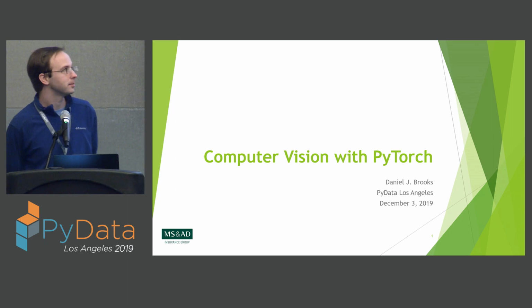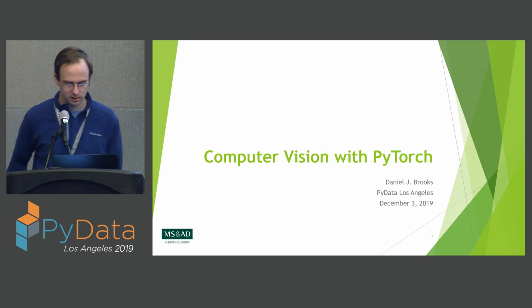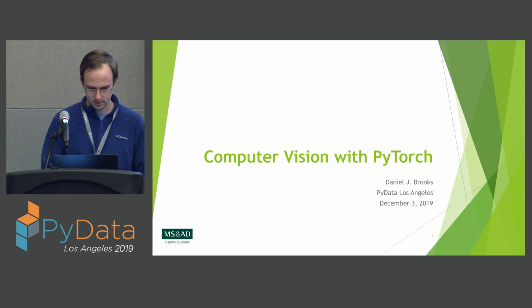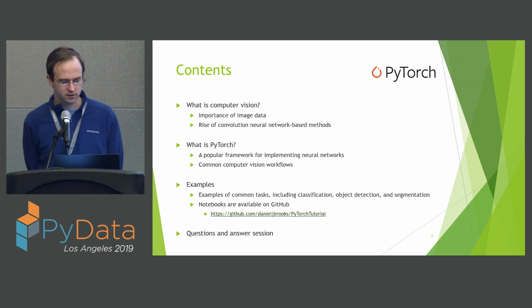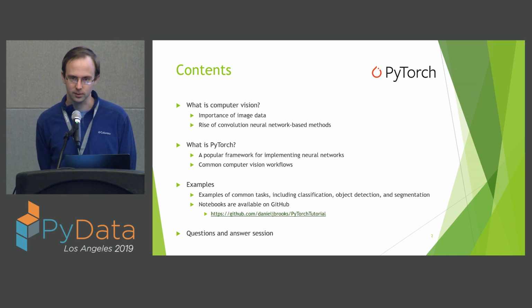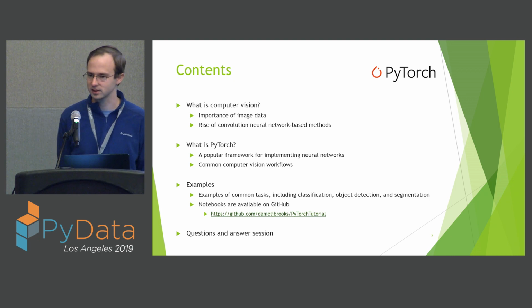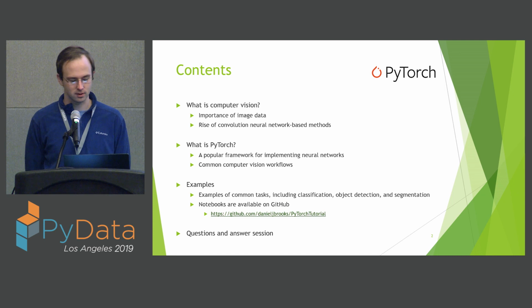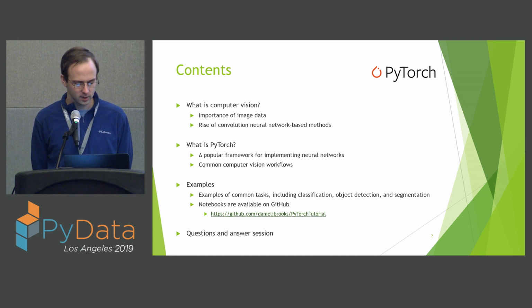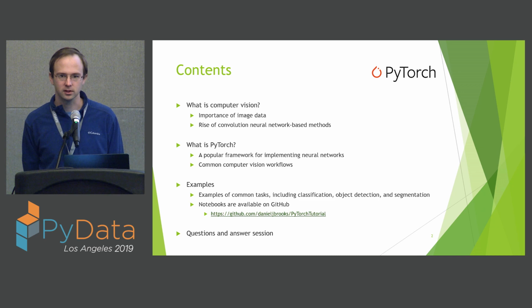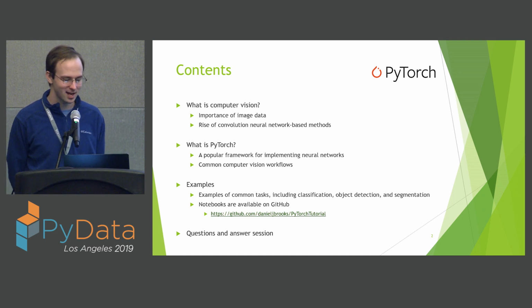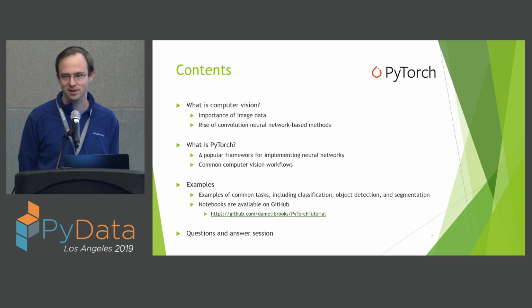So today I'm going to be talking about computer vision with PyTorch. I'm going to start off by talking about what computer vision is. Generally speaking, computer vision is the process of extracting patterns from images. Performance on computer vision tasks has increased dramatically in recent years with the rise of convolutional neural networks.